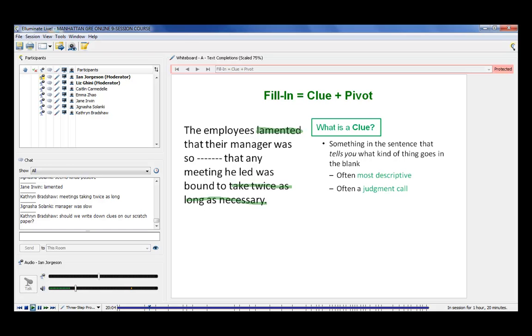So I would say that write down clues when it's helpful, when you need to, but if you see the clue right away and you see what the blank should be, then you probably don't need to do it. Does that make sense?